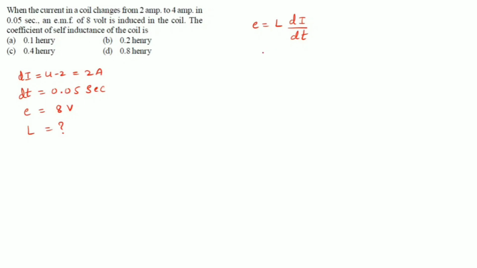We can substitute the values. E is 8 volt. L we have to calculate, keep as it is. di by dt is 2 divided by 0.05. Or we can write L equal to 0.05 into 8 divided by 2. So that gives L equal to 0.2 Henry. So 0.2 Henry, that is option B is the right answer.